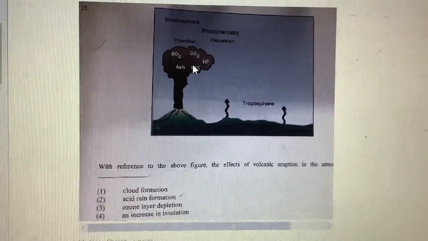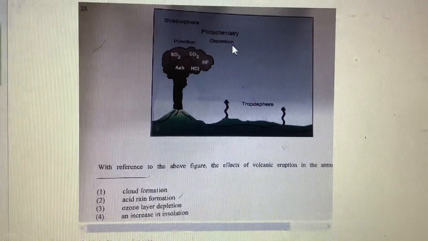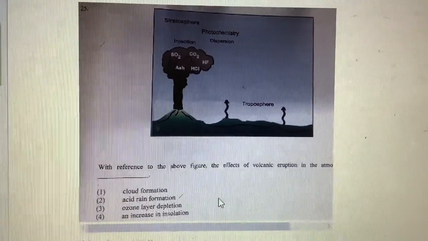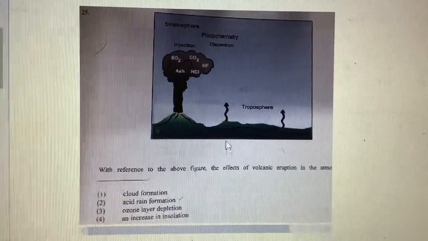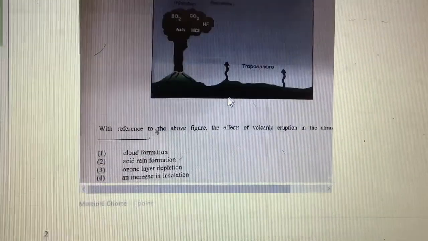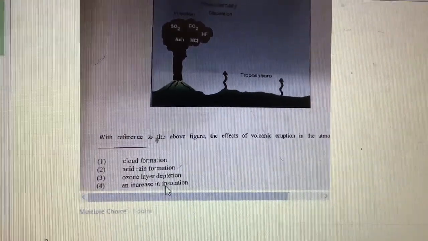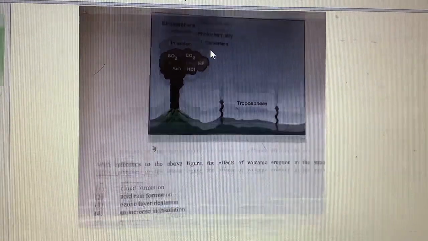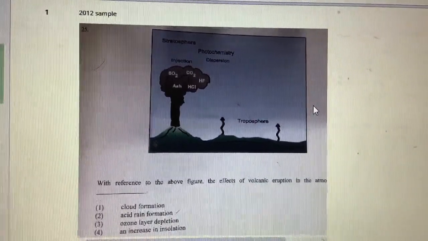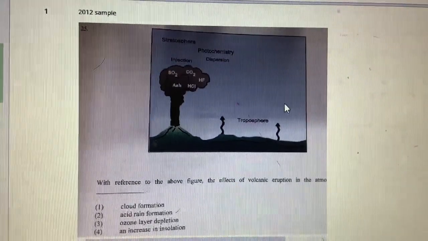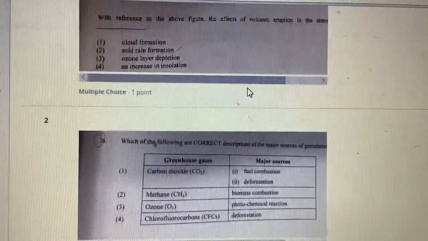Ozone layer depletion. The HCl in the volcanic eruption will also make the ozone layer deplete. So number 1, 2, 3 is correct. But number 4 is not correct, because the volcanic ash is coming out, and then it will hinder the insolation from penetrating to the atmosphere. So accordingly, number 4 is not correct, so the answer should be 1 and 2 and 3, okay?